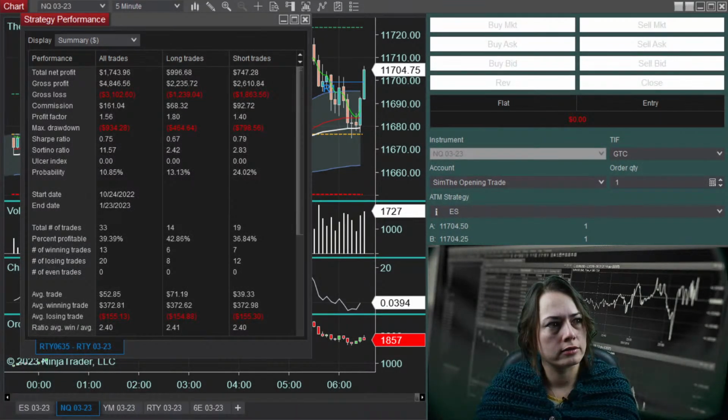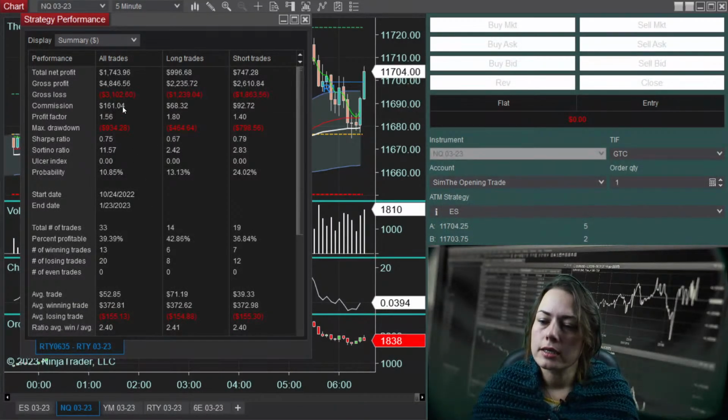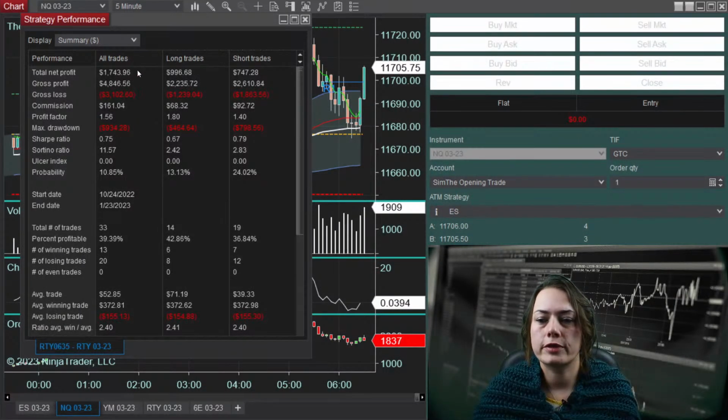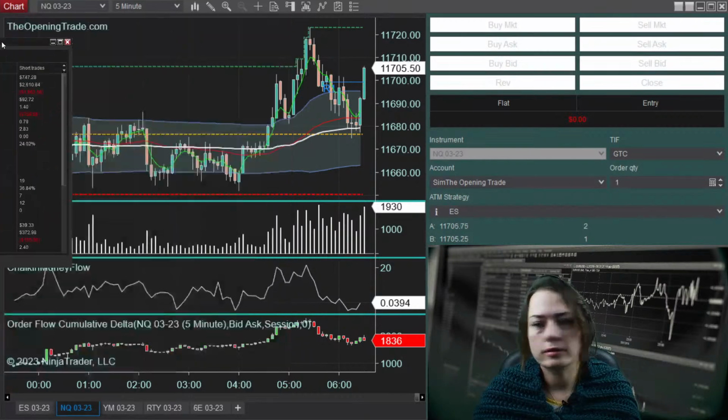All right, here's our last chart, which is the Dow. No, this is the Russell. The Russell 2000 futures. Welcome to Monday. Here is our 90-day results: start, end, max drawdown, gross loss, gross profit, total net profit.